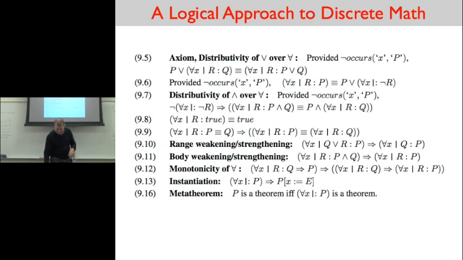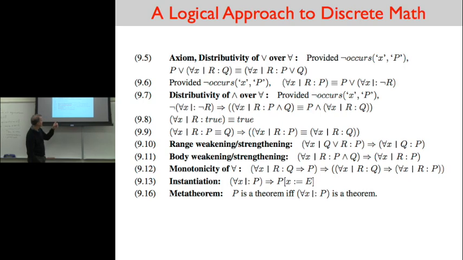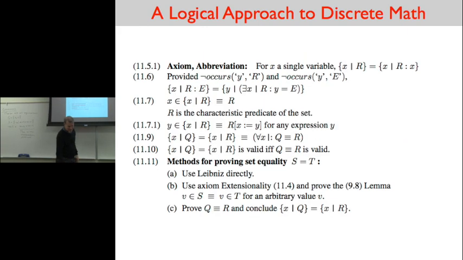What was that? Let's find that. Use the theorem. Yeah, there we go. For all X range R, true equivalence true? No, it's 9.16, that's what I was thinking of. P is a theorem if and only if for all X range P. So that's an example of that. All right.